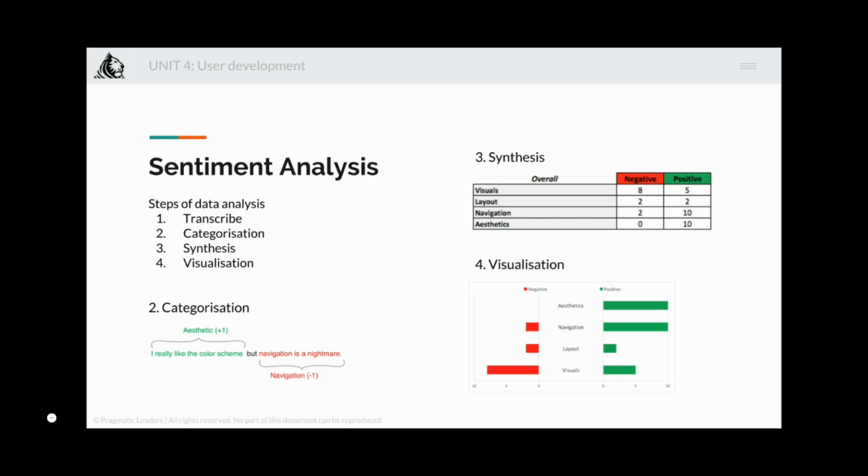So, for example, a statement such as "I really like the color scheme, but navigation is a nightmare" would actually encompass two statements, right, in its individuality? So he's saying that the color scheme is good, meaning aesthetic got a plus one, and navigation is a nightmare, so navigation got a minus one, right? So these are two separate statements.